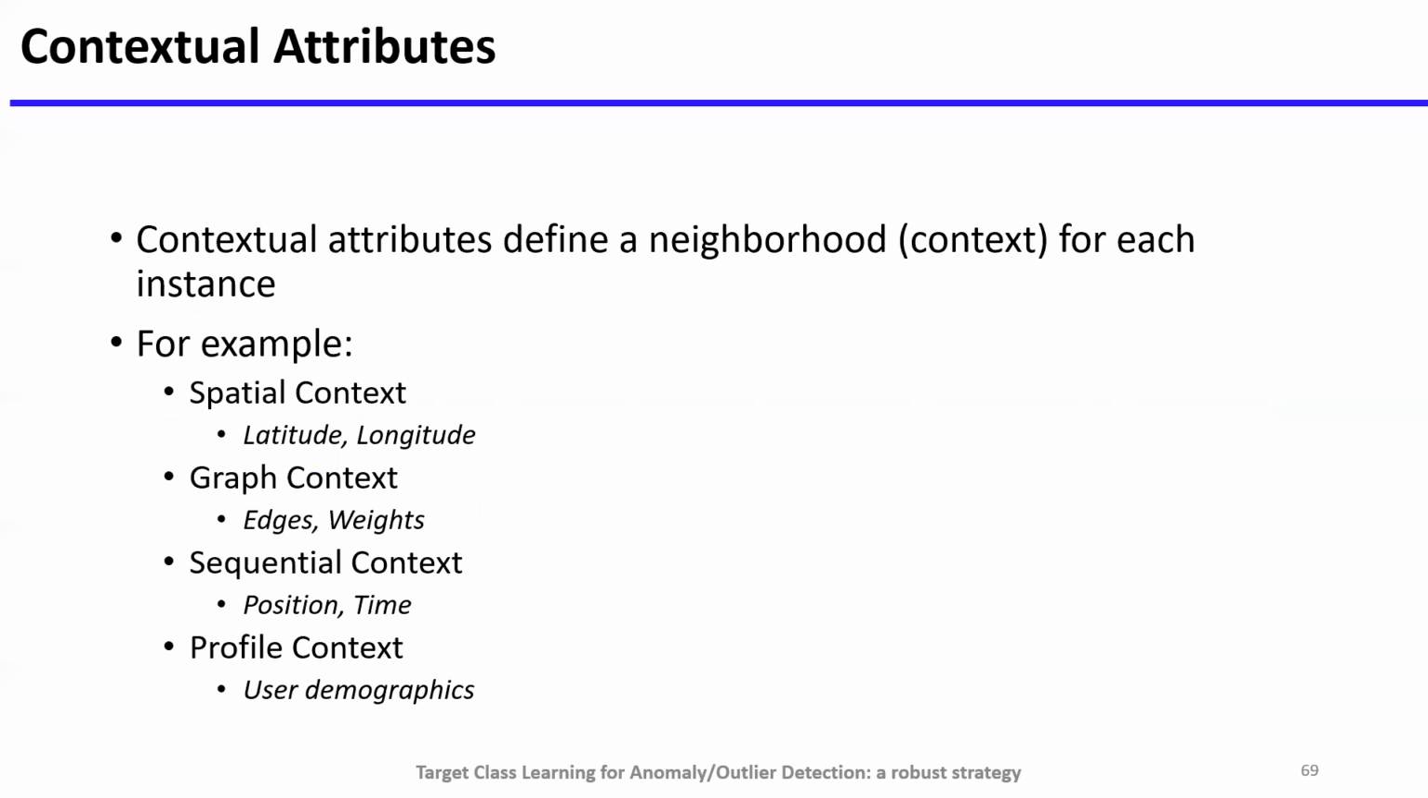For example, if we are talking about the spatial context, it is latitude and longitude. For graph context, it is edges and weights. For sequential context, it is position and time. And we can also have the profile context, for example, various kinds of graphics.